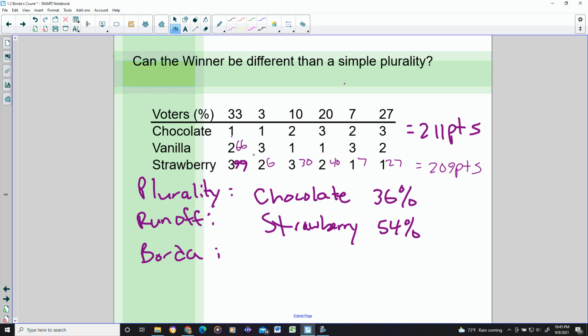Now let's add all these up. 6, so here's 9, 10, 20, 21, and 54. So again, I'm just multiplying each of these numbers by the number of voters. 66, 76, 96, plus 9 is 105. 105, 126, 176, 180. So who wins? Vanilla.